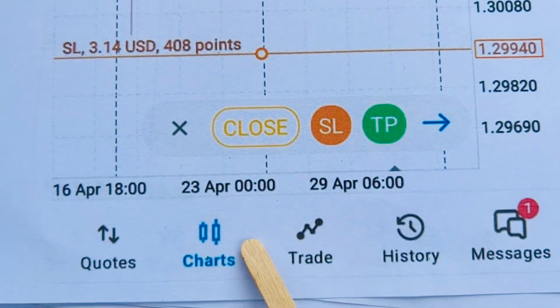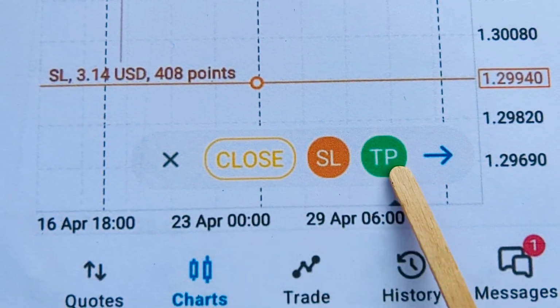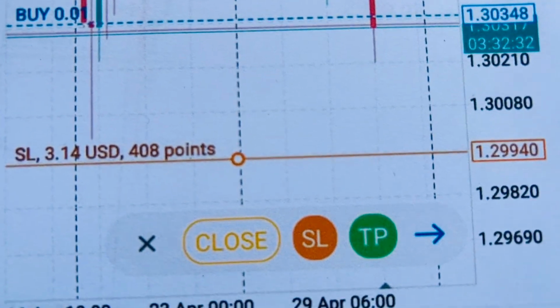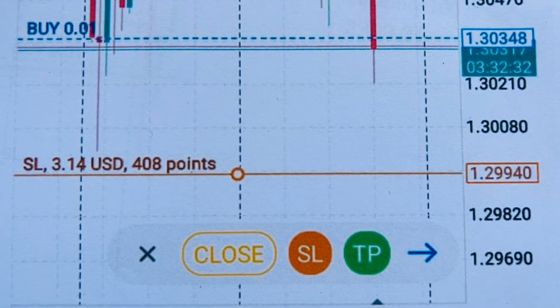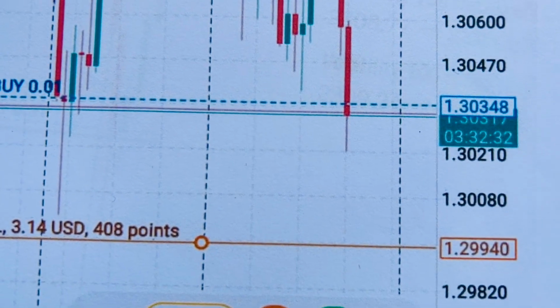The feature or the section here, we have chart, we have trade, and this is the feature that we're using for setting the stop loss and take profit using BozzaTrader 5. There are other platforms out there that you can use to set your stop loss and take profit.